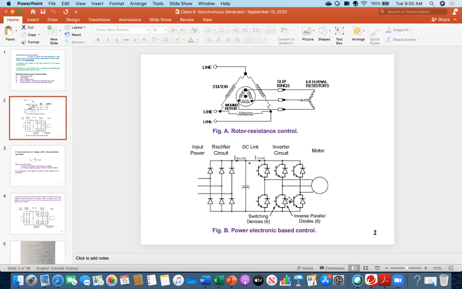Now inside there are 2 types of components, as you can see. These components are called thyristors. And there are inverse parallel diodes, called anti-parallel diodes. There are 6 diodes as well. And then this capacitor is called the DC link capacitor.